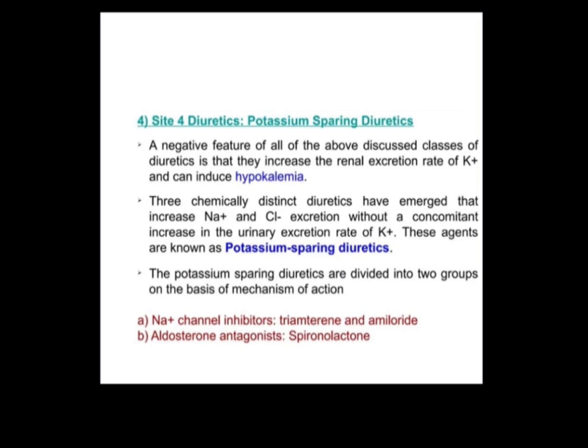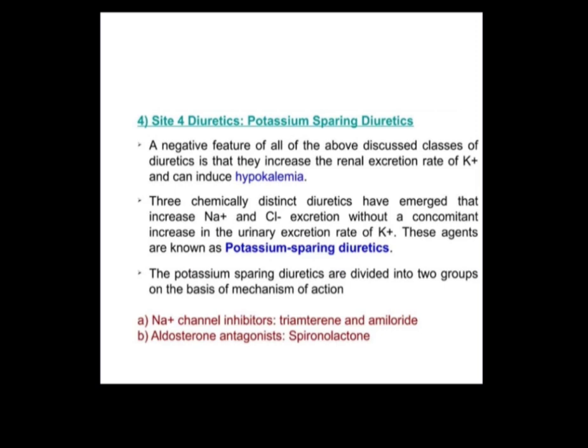Next, the fourth class, potassium sparing diuretics. Other diuretics cause hypokalemia. Hypokalemia means increased renal secretion of potassium. Three chemically distinct diuretics have emerged that increase sodium and chloride excretion without a concomitant increase in the urinary excretion rate of potassium. These agents are known as the potassium sparing drugs.